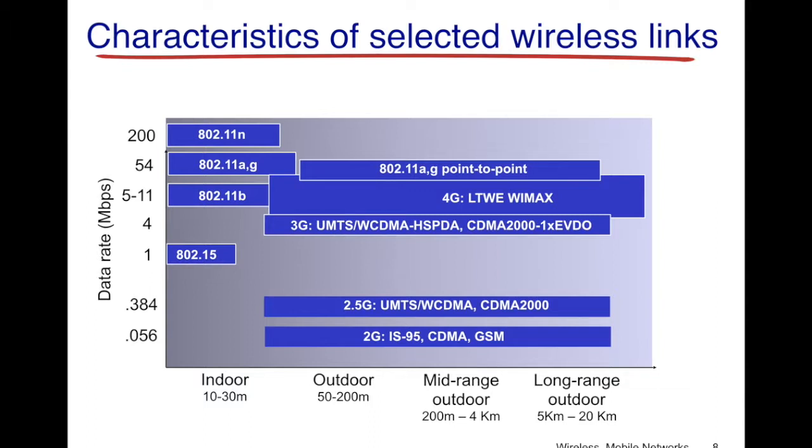Another thing to note in this slide is the different ranges that these different technologies have. As you have experienced, Wi-Fi and Bluetooth typically tend to have small ranges, and they're typically used indoors. Somewhere between 10 and 30 meters is their range, while cellular networks are typically used outdoors and they have a long range.